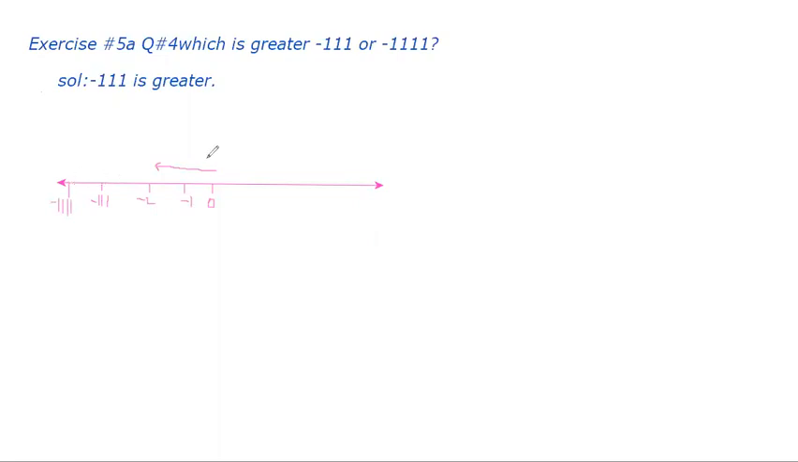So following the same sequence, 0 is greater than minus 1, and minus 1 is greater than minus 2. Similarly, minus 111 is greater than minus 1111. I hope you can understand it now.